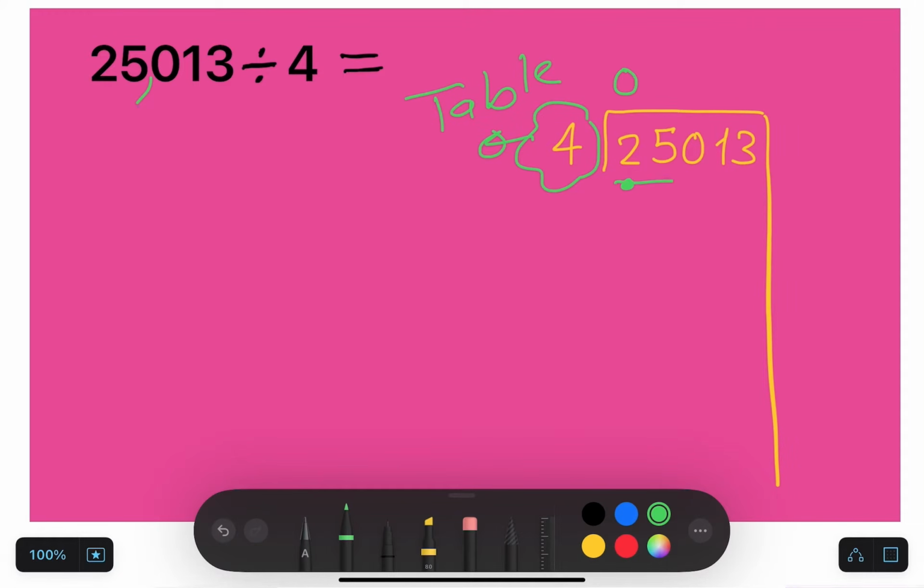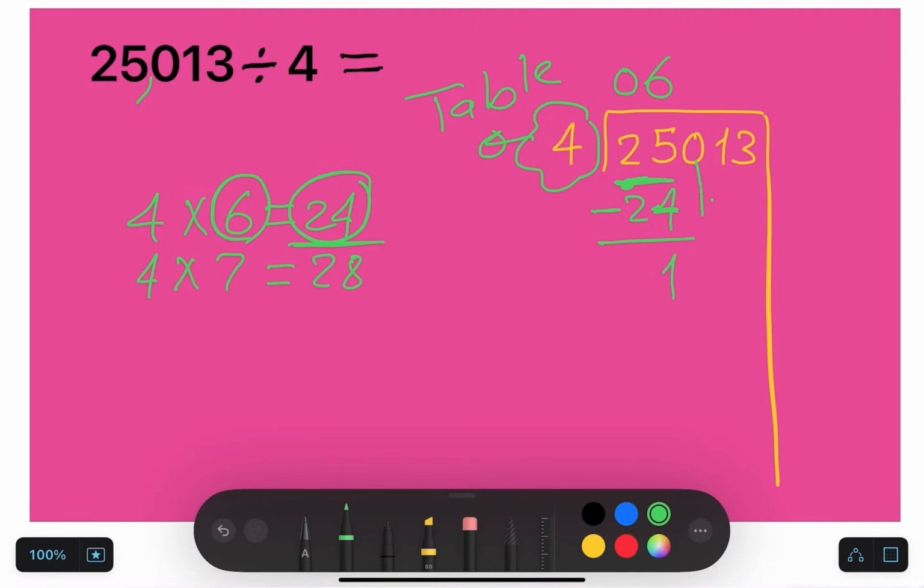Write 0 up and take 1 digit. We have 25. Check about 25. 25 is greater than 4. Then search about 25 in table 4. 4 times 6 is 24, and 4 times 7 is 28. 25 is between 24 and 28. Take the smallest. Write 6 up, minus 24 down.